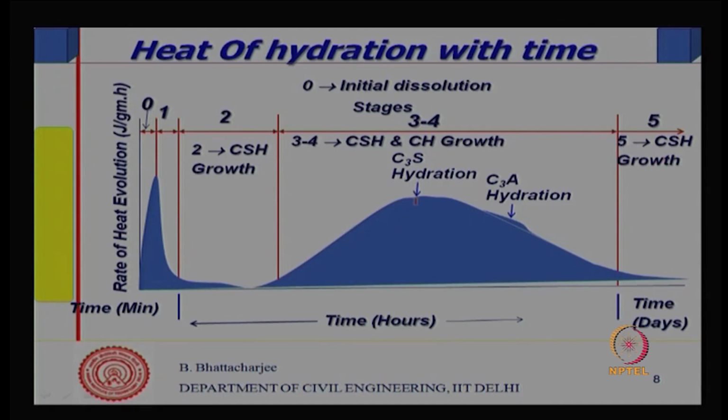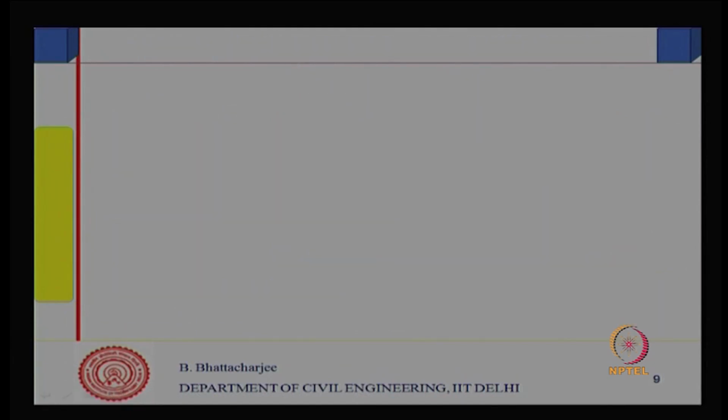C3S hydration occurs at the peak. When the rate of heat of hydration is at its peak, C3S hydration occurs, and the next level of C3S hydration occurs later on, which gives another small hump. So, that is the rate of heat evolution, that is, heat evolution per unit time, which we look at in joules per gram per hour.